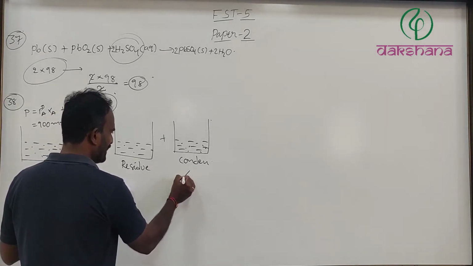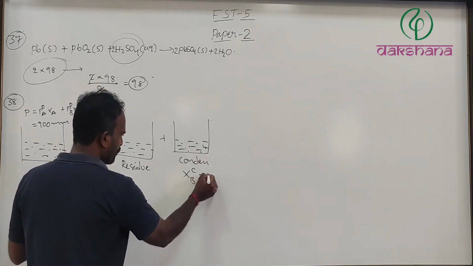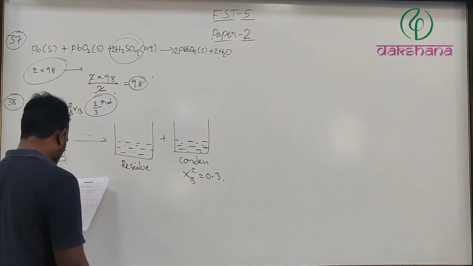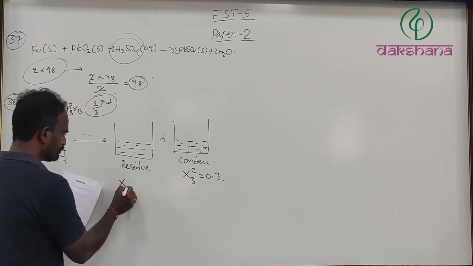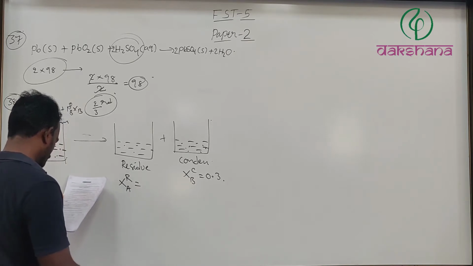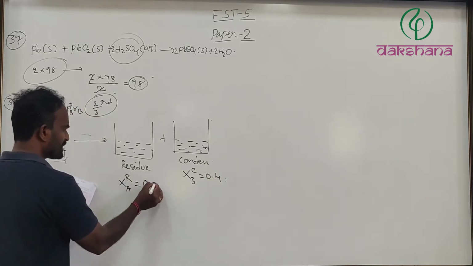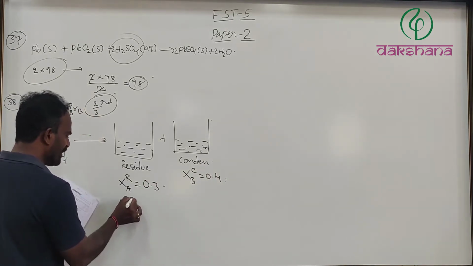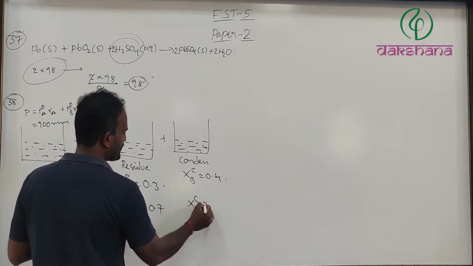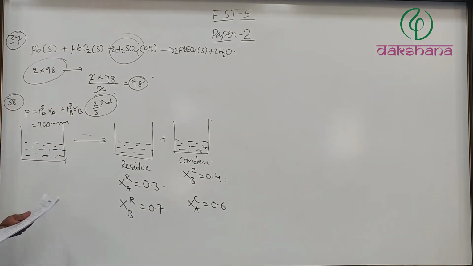The mole fraction of B in condensate, XB in condensate, is 0.3. The mole fraction of A in residue is given as 0.3. Mole fraction of B in residue is equal to 0.7. Mole fraction of A in condensate is equal to 0.6. Simple mole fractions only, nothing different here.